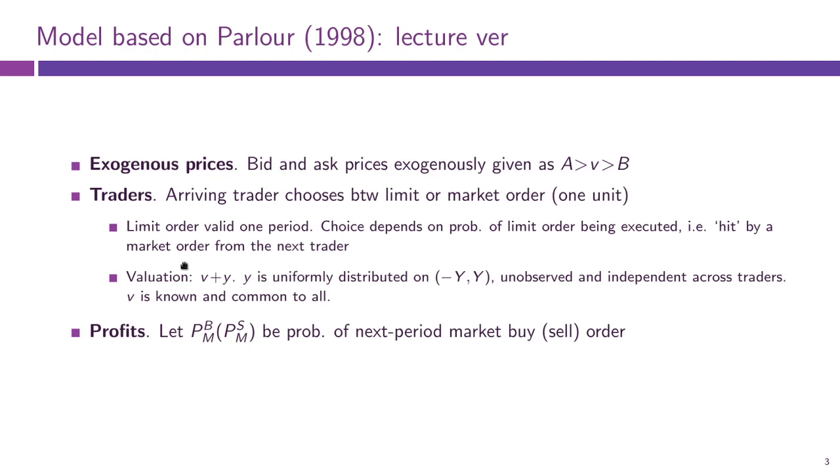If the trader submits a limit order, it will be only valid for one period. So if a trader submits a limit order, then this limit order will only execute if the next period trader will submit a market order. And otherwise, this limit order is just cancelled. So this is a simplifying assumption.